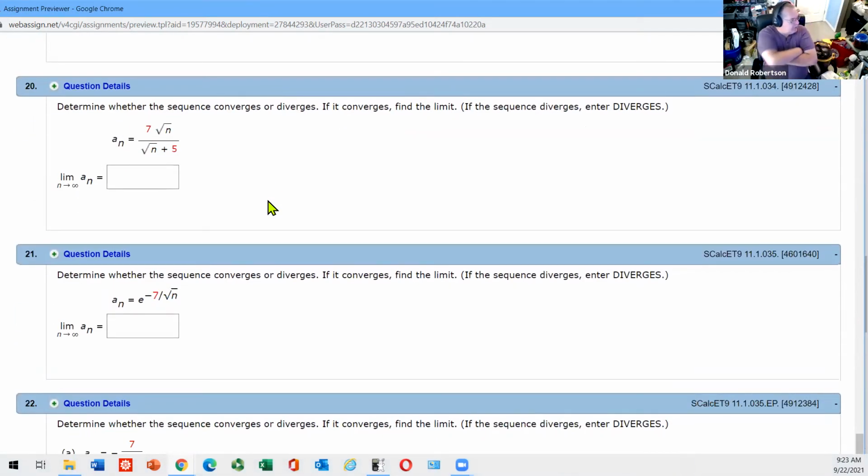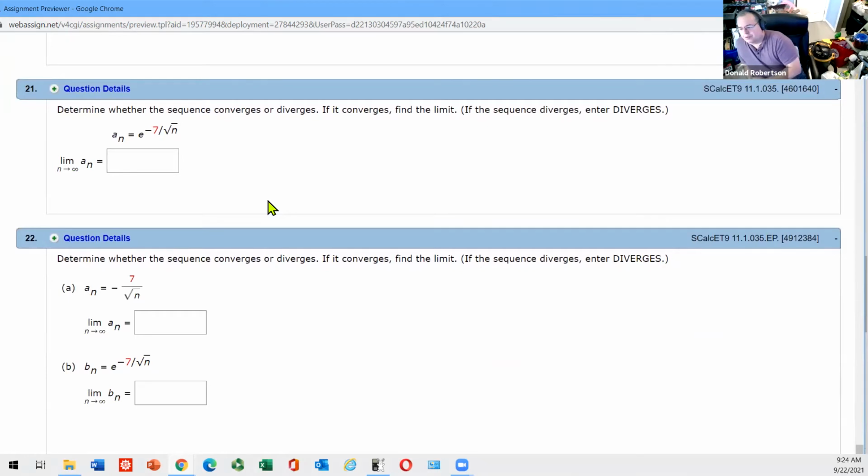Oh, that's a good one. Question 20. L'Hopital? Divide top and bottom? Brute force doesn't work because you get infinity over infinity. What method would you use? I would divide top and bottom by n to the 1/2. Yeah, square root of n. Could you do L'Hopital? Actually, this one L'Hopital would work. Normally, you keep away from square roots when you do L'Hopital, right? L'Hopital and square roots don't play well together, but this is an exception to that rule.